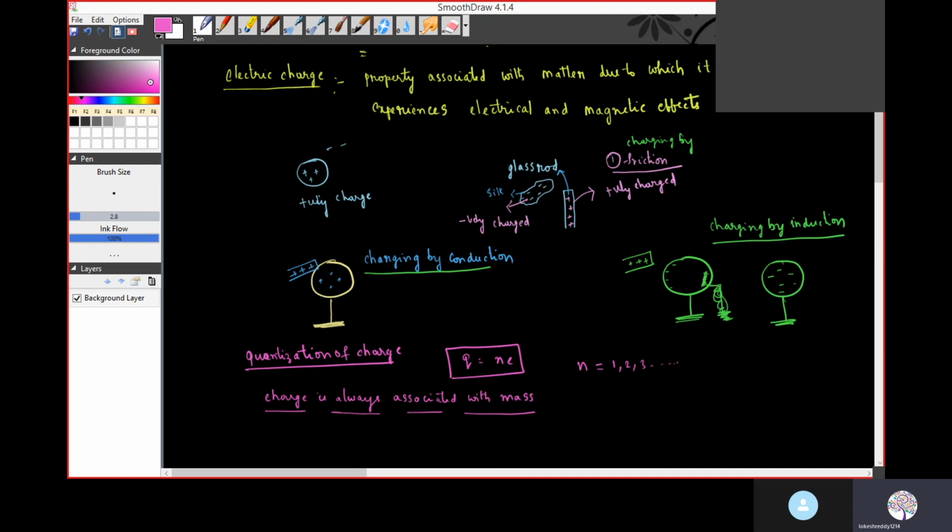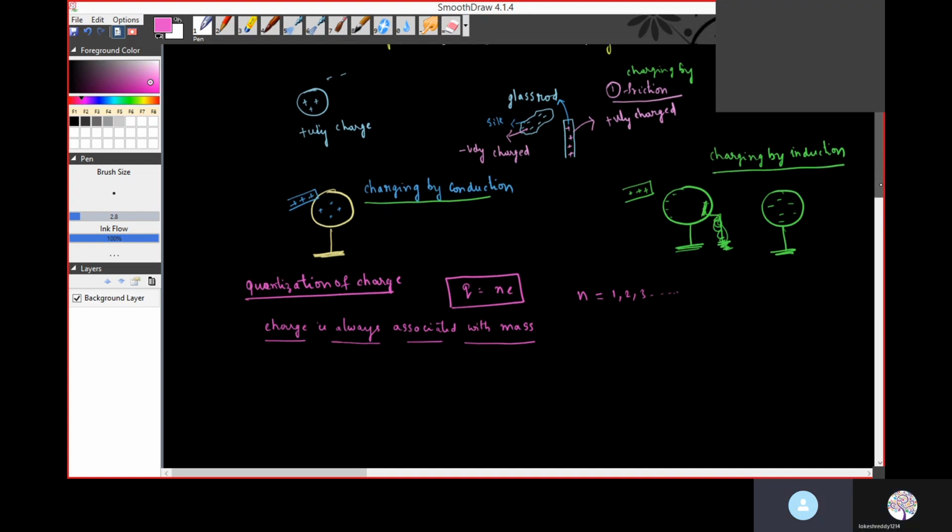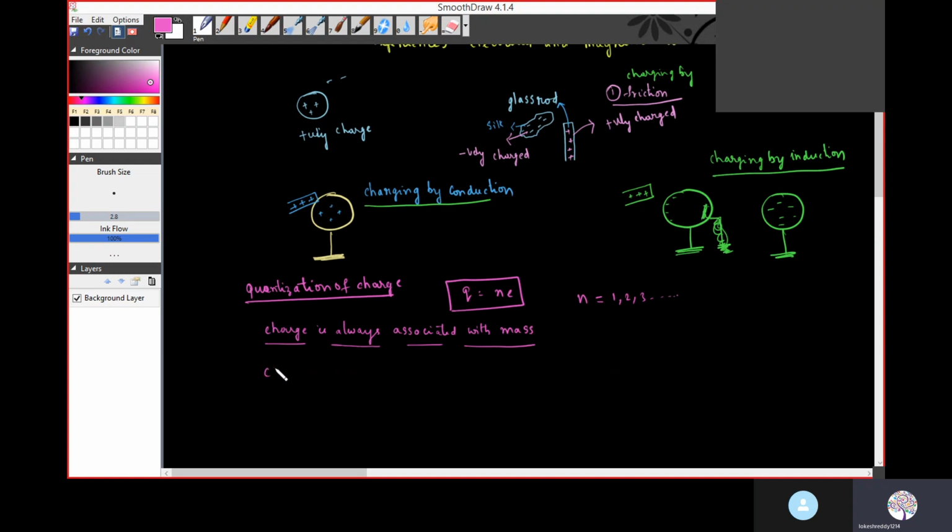And charge can neither be created nor destroyed. Charge is conserved. Charge is always conserved. Charge is always associated with mass, and charge is quantized. Charge resides on the surface of the conductor. These are all characteristics of the charge.